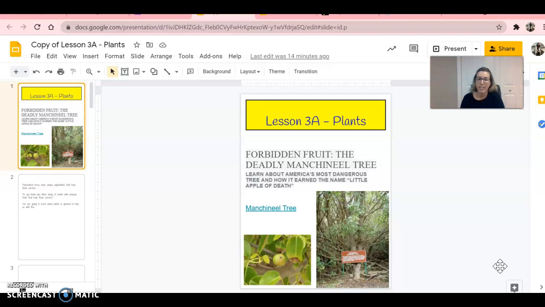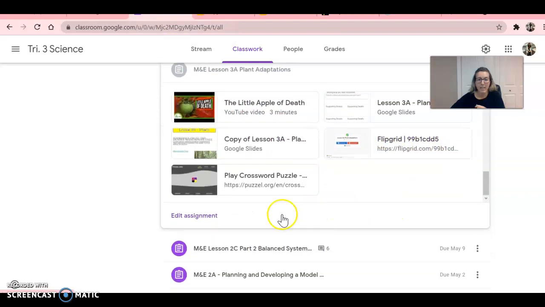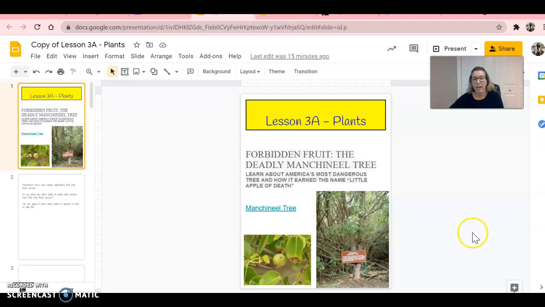Today we're going to be looking at this tree called the deadly manchineel tree. It grows this fruit known as the apple of death because it's that dangerous. So what we're going to do is pause this video and go back to the classwork assignment and watch the little apple of death video. It's only 3 minutes and you're going to learn about the adaptations that this specific tree has and how it makes it survive more easily in this ecosystem. After you watch that, come back to me. You can go ahead and pause it right now.